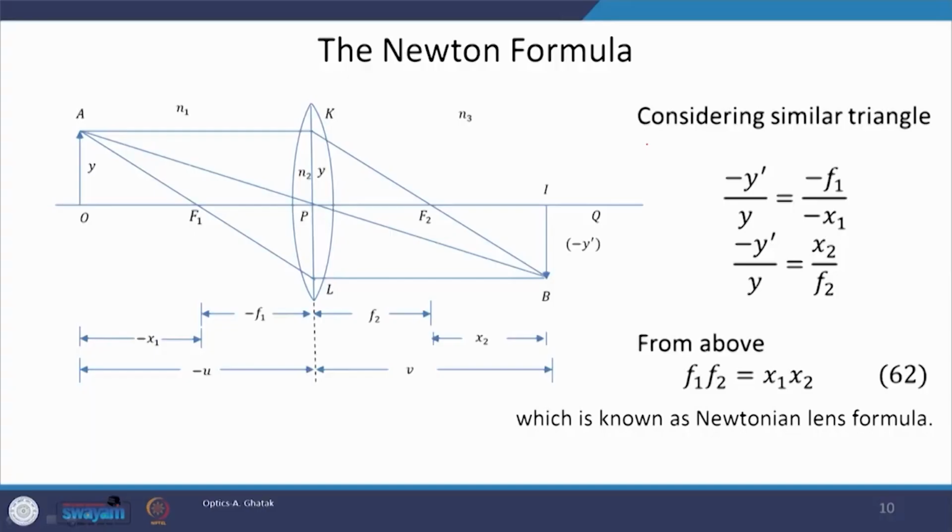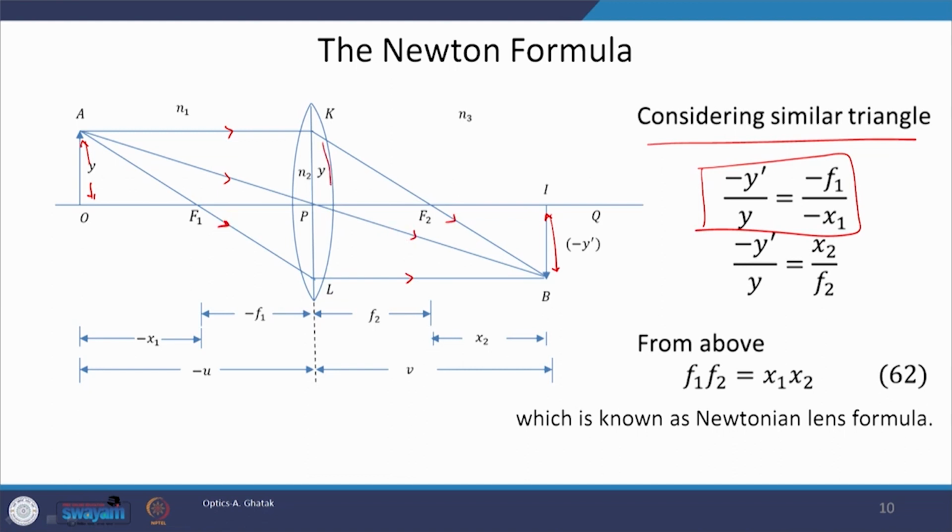Once we know these things, then considering similar triangles, we can write these two formulas. Minus y prime by y is equal to minus f1 by x1. What are these two triangles? Now, see here, AO is your object and BI is your image. These are the three rays which form this image.